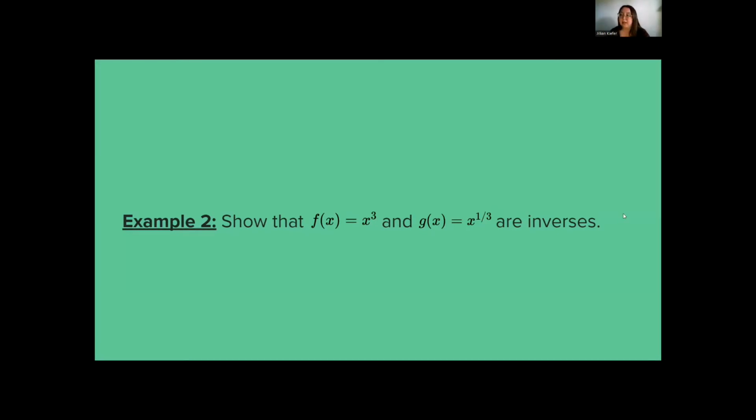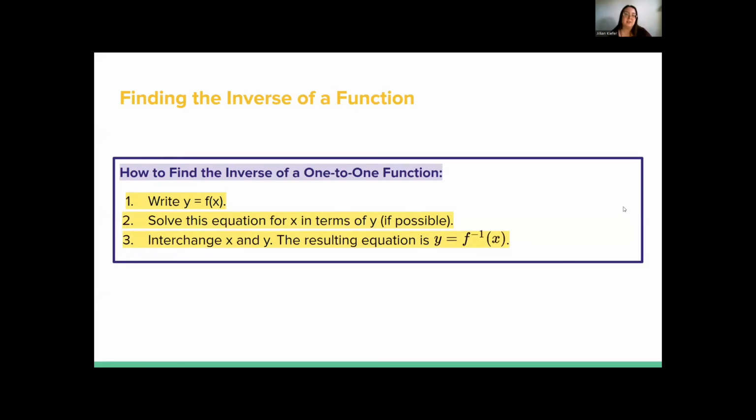All right, so that finished up example 2 there. So we can go ahead and move on to finding the inverse of a function. So we just looked at how to verify if two functions are inverses. Now we have how would we find an inverse given a function. So how do we find the inverse of a one-to-one function? If we're being asked to find the inverse, we can probably guarantee it's a one-to-one function anyway, so no need to double check or anything.